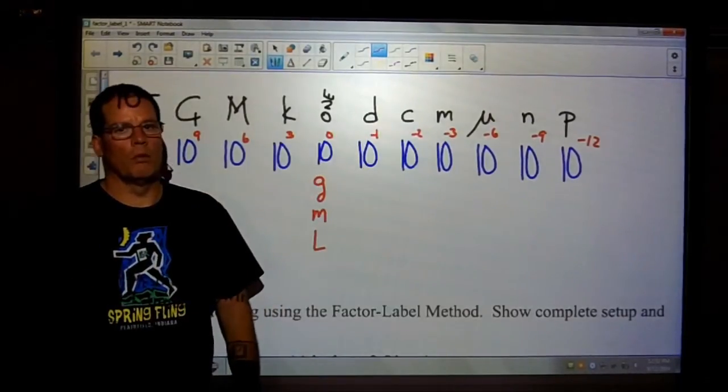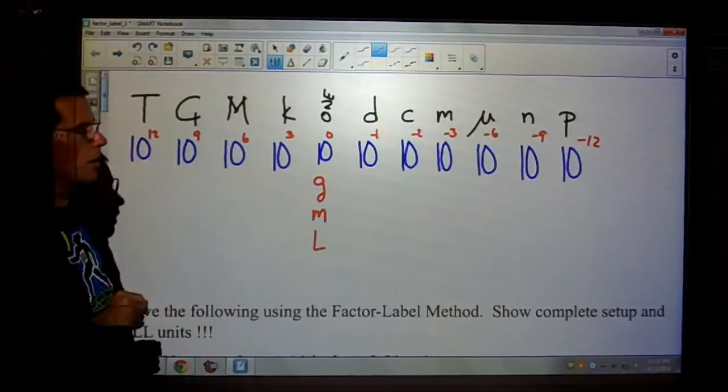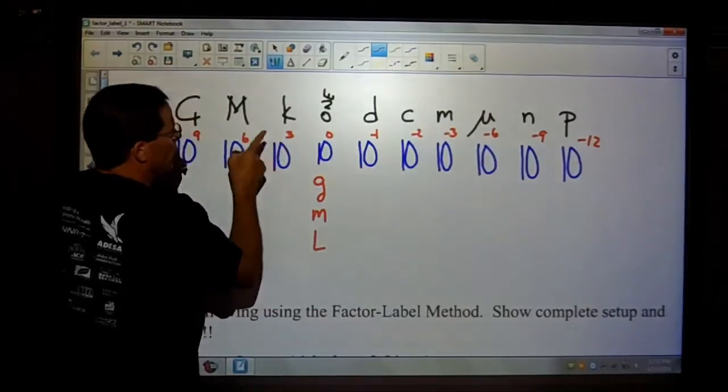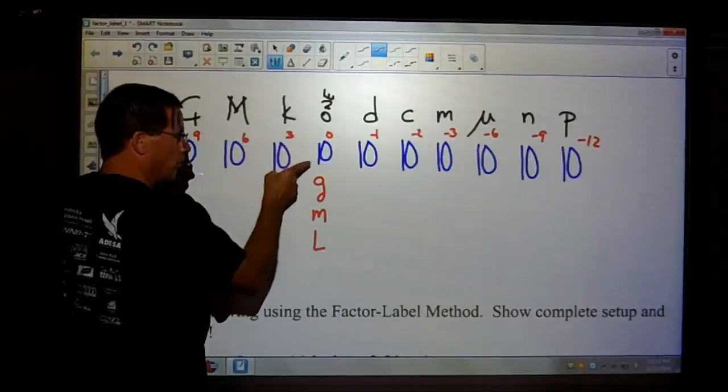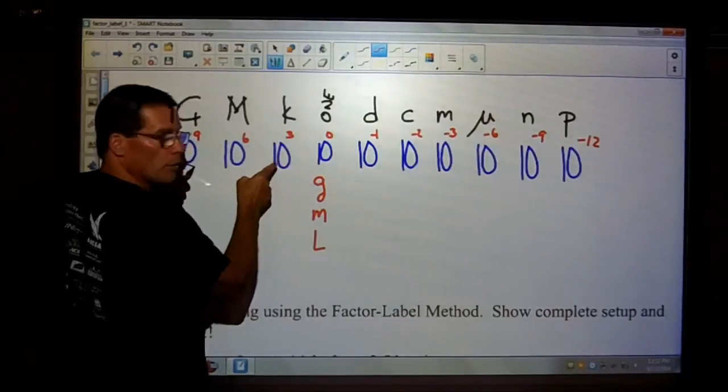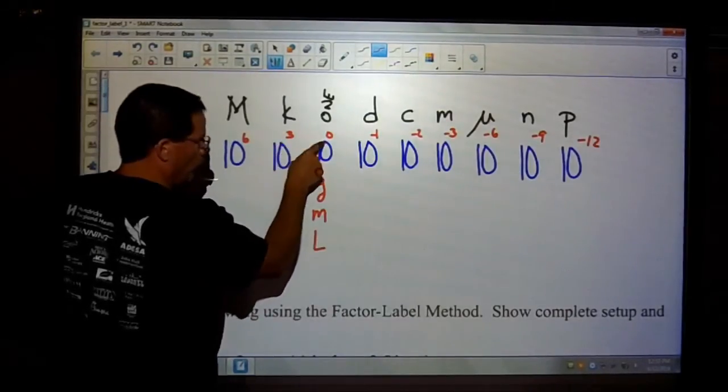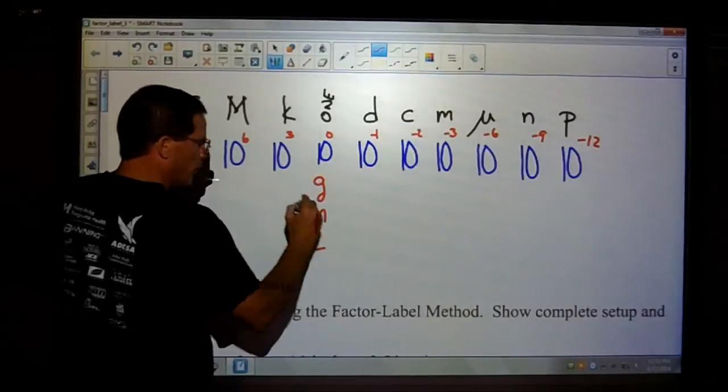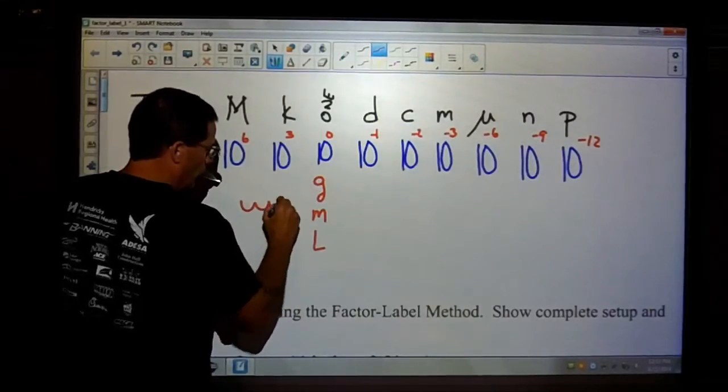Ooh, no, don't do that. Here's what you need to do. How many times do I move the decimal from 10 to the 3 to 10 to the 0? Very good, 3 times. So it's 3 to 0, so that means I move my decimal. I'm going to move it 1, 2, 3 times.